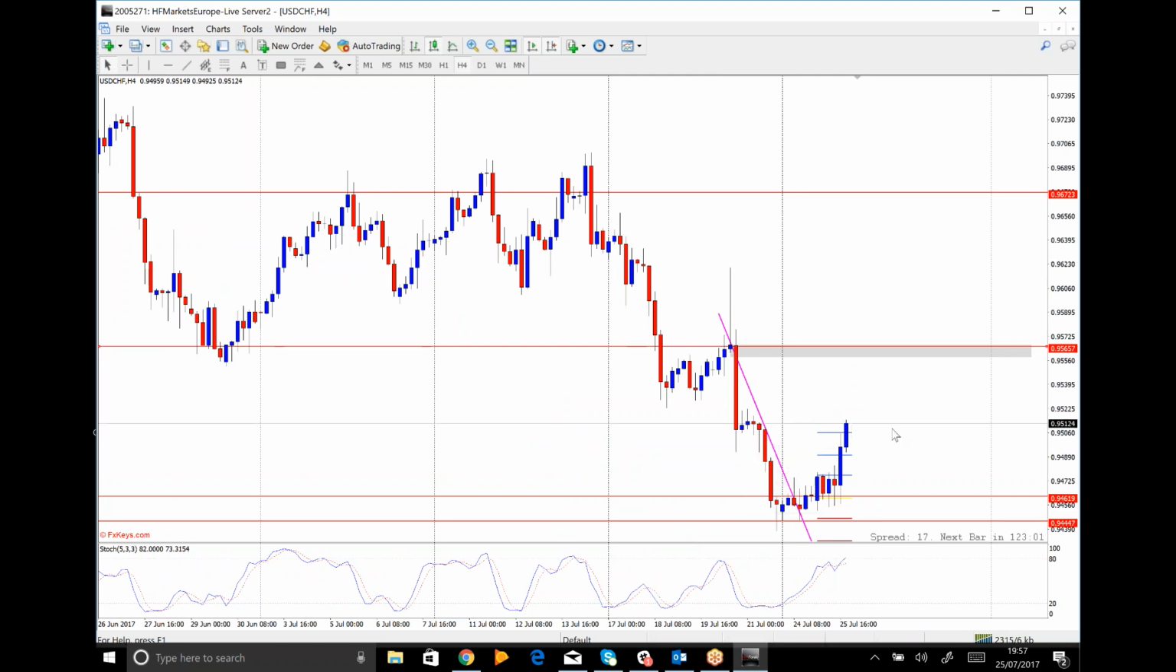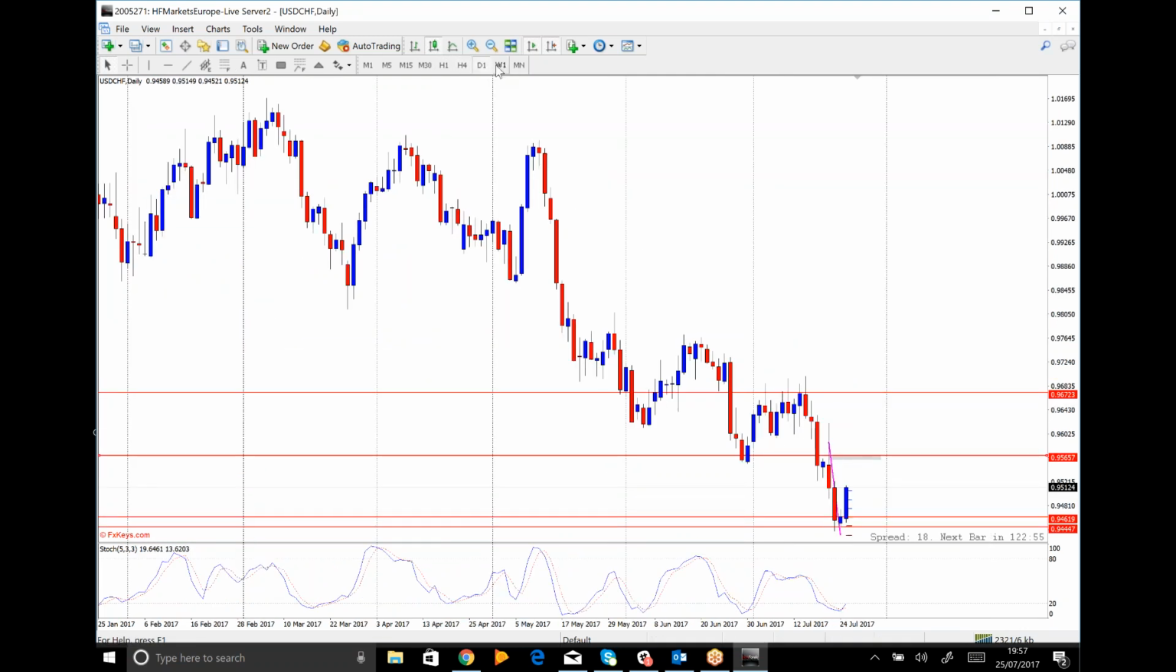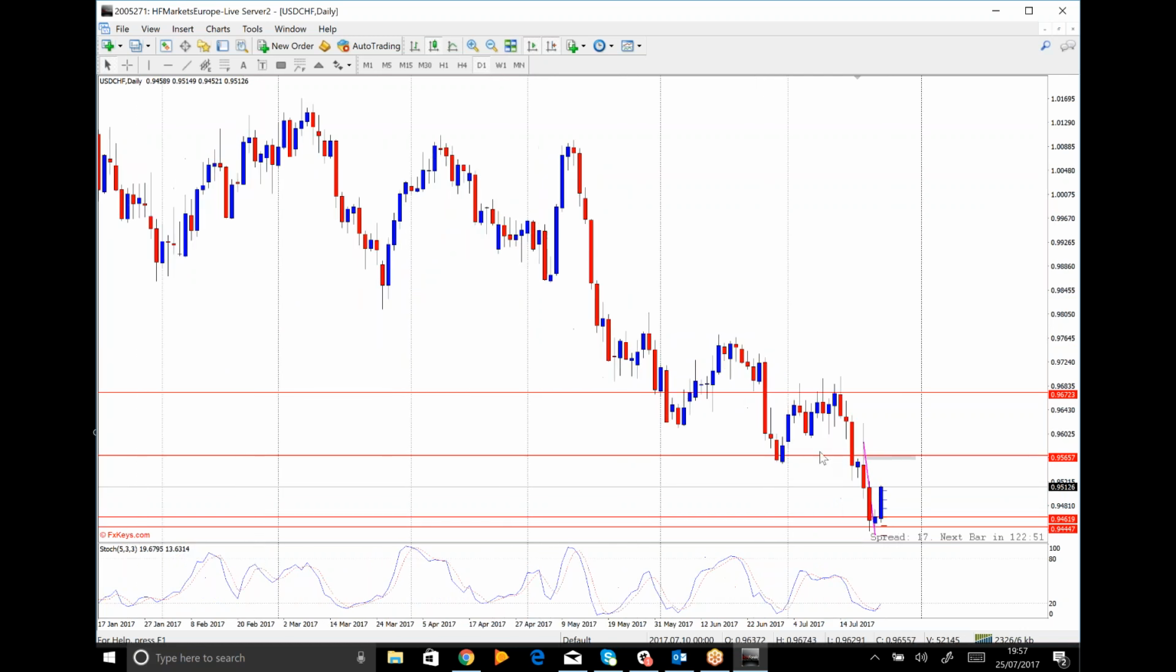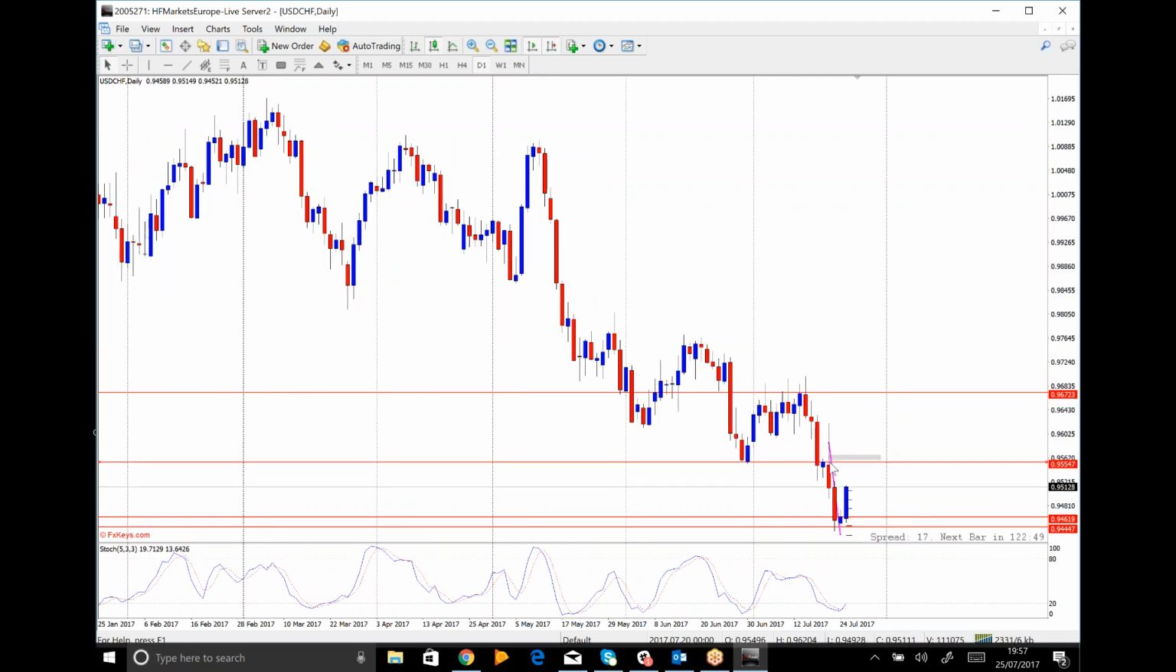It's not clear enough. We could get a drop from this zone here, but it's a 4 hour zone. I don't want to trade a 4 hour zone. I trade daily and above zones. So again, the better short position will be right there, this daily zone. Let's see if there's any other confluence around it.